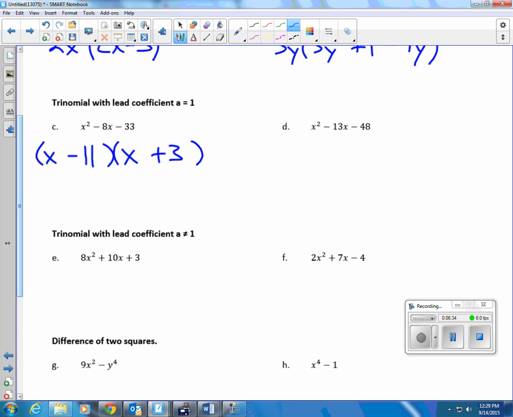A lot of people will do this. Does it say to solve? Is there an equal sign in this at all? So don't solve it. Just factor. It's factor. Okay, D. X and X, what two numbers multiply to 48 that add to negative 13?